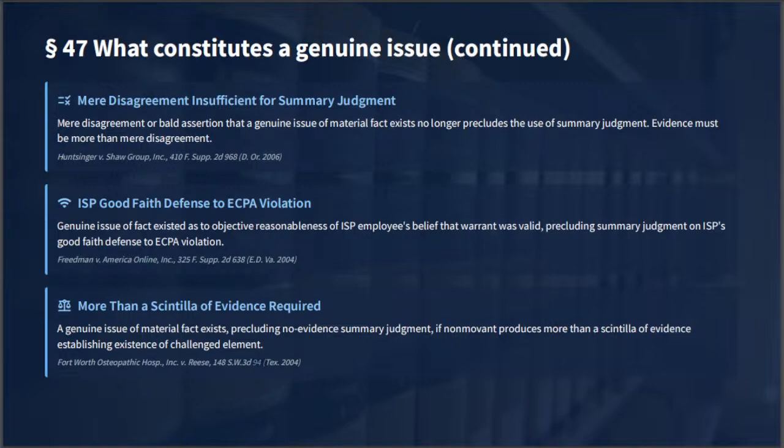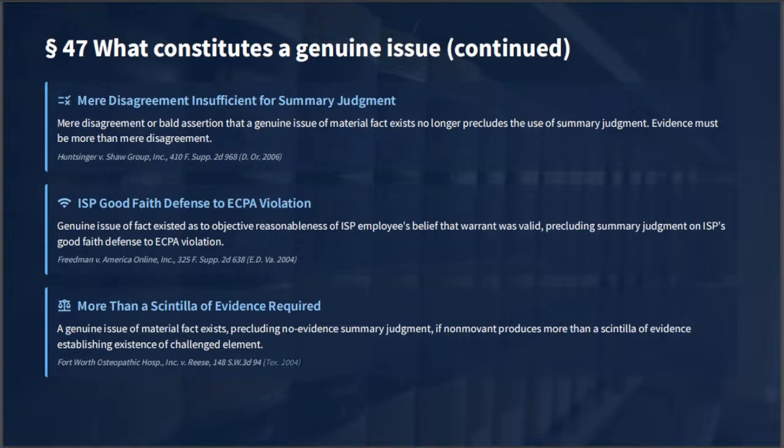And here's back to our favorite word of the day. More than a scintilla of evidence required. A genuine issue of material fact exists, precluding no evidence summary judgment if non-movant produces more than a scintilla of evidence establishing existence of challenged element. That's from Fort Worth Osteopathic Hospital versus Reese, Texas 2004. More than a scintilla of evidence is required.